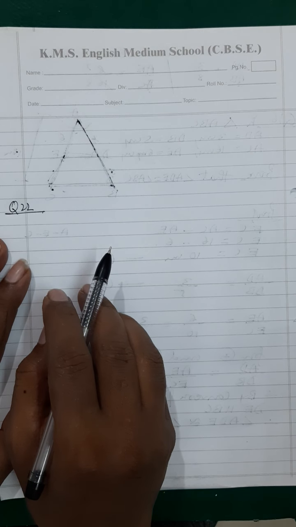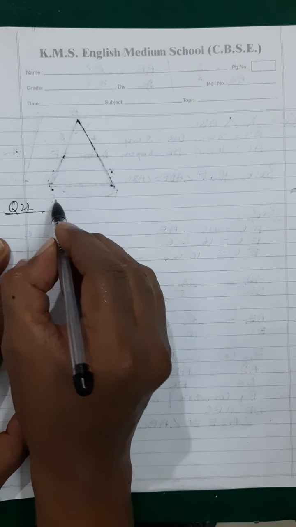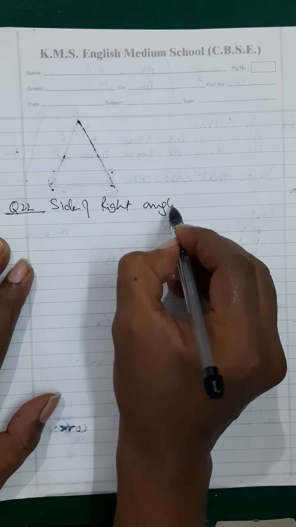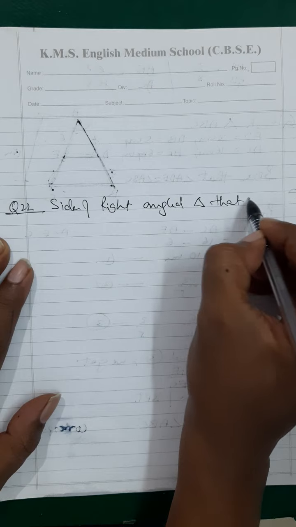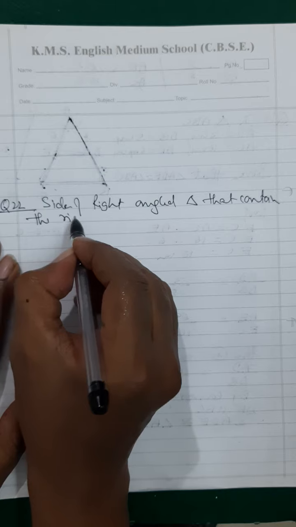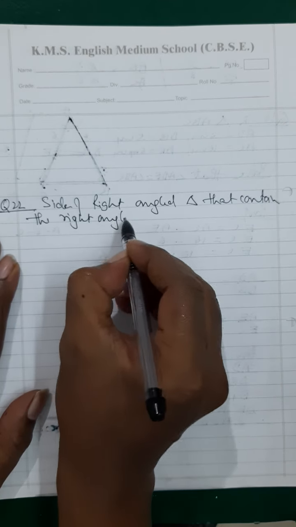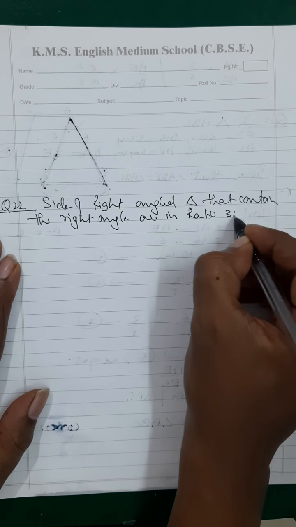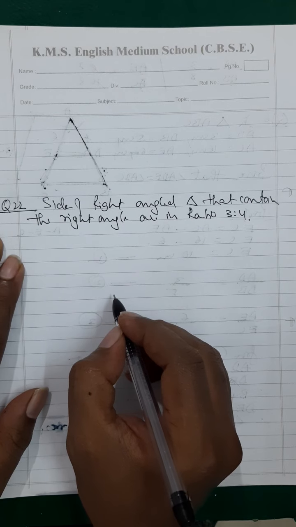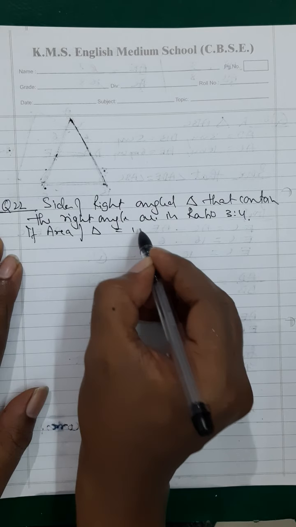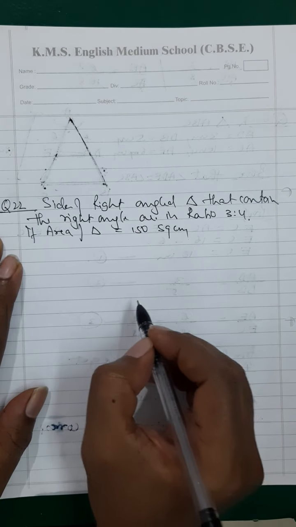The sides of a right triangle that contain the right angle are in the ratio 3:4. See, sides of a right angled triangle that have the right angle are in ratio 3:4. If the area of the triangle is given to be 150 square centimeter, find the sides.